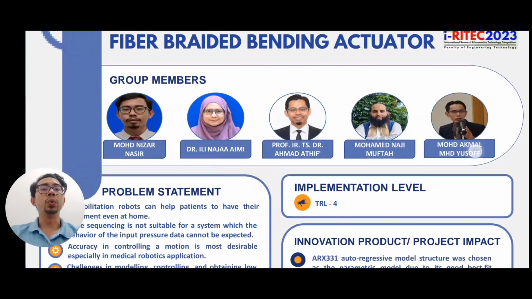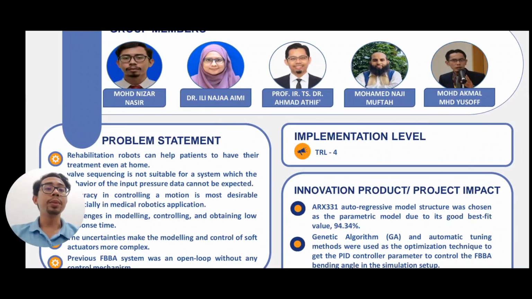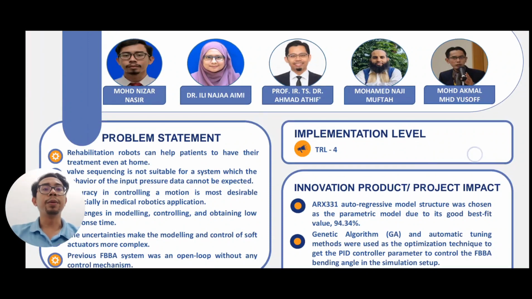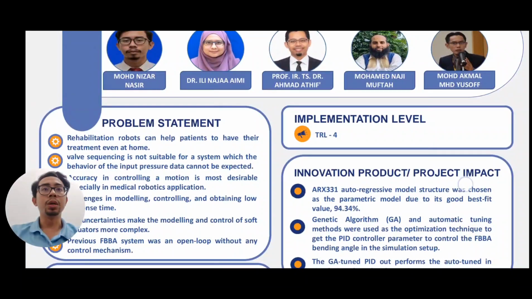First, I would like to tell a little backstory about our project, the problem statement that led to our development of the fiber braided bending actuator in terms of control. Rehabilitation robots can help patients to have their treatments even at home. Although high deformation capability is reported from soft actuator performance, the common method used for controlling the amount of air pressure supplied to the actuator is by valve sequencing.